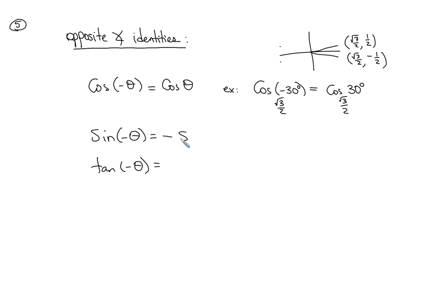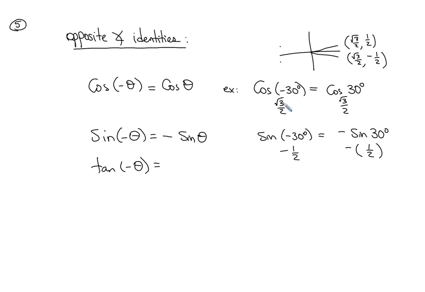So it turns out that you can change this to sine of theta, but the negative comes out to the front and you get negative sine of theta. So in other words, sine of negative 30 degrees is equal to negative sine of positive 30 degrees. This is negative 1/2, this is 1/2, that's why the negative has to get glued on manually in the front.